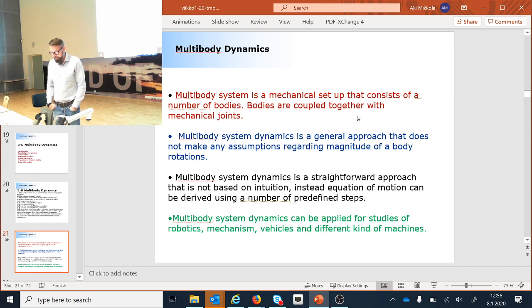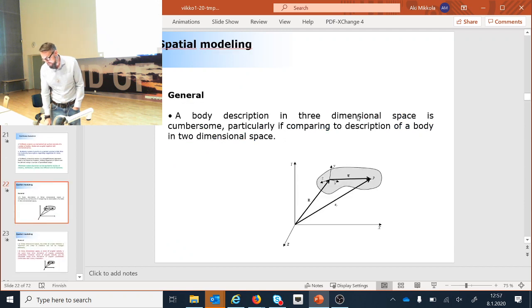And of course, this is a bit a matter of opinion. It says here that multi-body dynamics is a straightforward approach. I don't know how you feel about that. Is it straightforward or not? Well, of course it is if you're just using computers and not looking at the theory. Of course, the theory can be a little bit rocky, but generally speaking, it's quite straightforward, and it can be applied to a wide variety of applications.